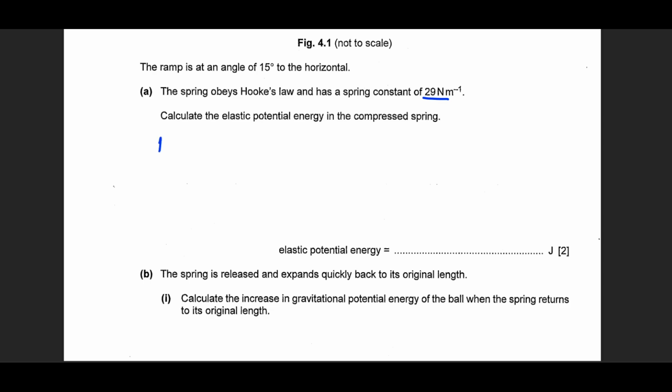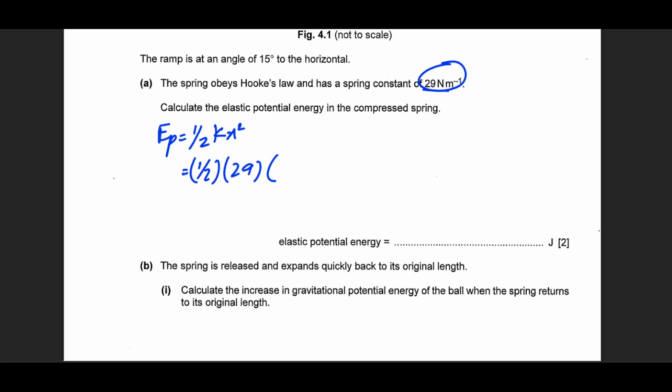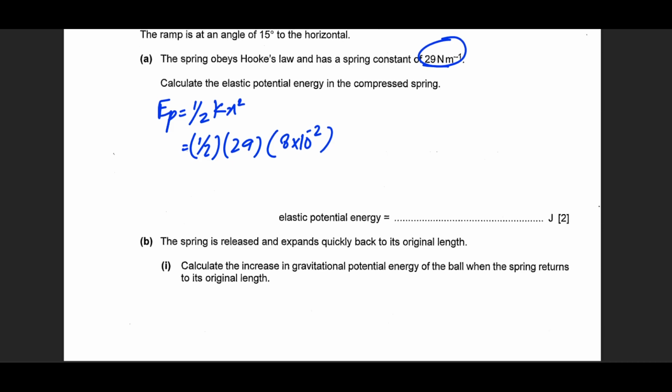Calculate the elastic potential energy. So that elastic potential energy formula is half kx squared. So 1 over 2 into the spring constant, which is 29, and x squared, which is the amount of compression the spring has experienced, which is 8 centimeters, 8 into 10 raised to power minus 2, whole squared. Don't forget the square. So this answer comes out as a very small answer, 0.098928. Yes. So this becomes 0.093 joules.